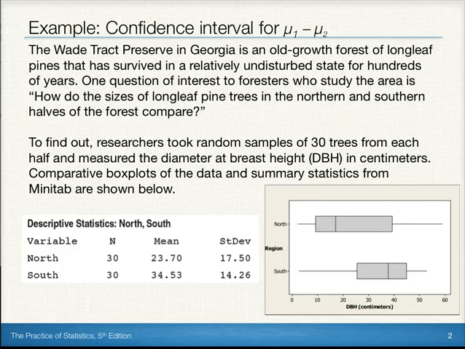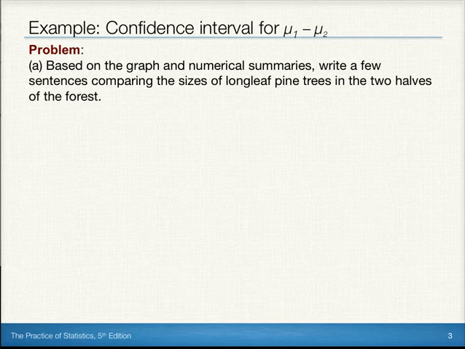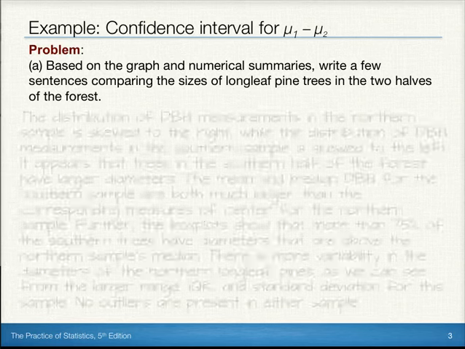To find out, researchers took random samples of 30 trees from each half and measured the diameter at breast height, DBH, in centimeters. Comparative box plots of the data and summary statistics from Minitab are shown below. So here we have our box and whisker plot for the northern region and the box plot for the southern region. And we also have our descriptive statistics showing random samples of size 30 for the north and south with their respective means and standard deviations. Based on the graph and numerical summaries, write a few sentences comparing the sizes of longleaf pine trees in the two halves of the forest.